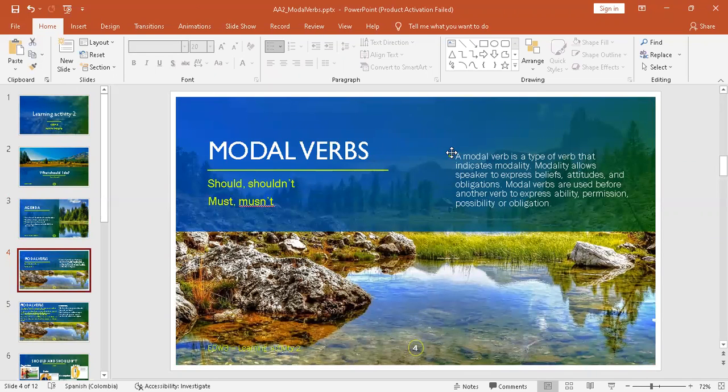Remember that a modal verb is a type of verb that indicates modality. Modality allows speakers to express beliefs, attitudes, and obligations. Modal verbs are used before another verb to express ability, permission, possibility, or obligation. Los verbos modales en inglés, as it is said here, ¿cierto? Tal y como se dice acá, los usamos para expresar habilidades, algo que es permitido, una posibilidad, algo a lo que estamos obligados.